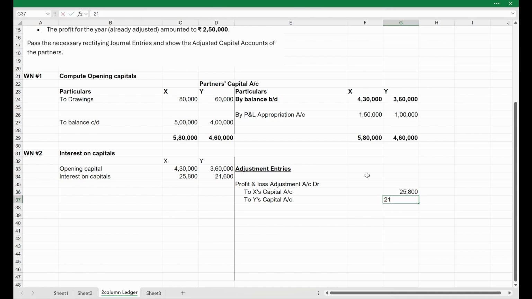25,800, 21,600. Therefore, the total debit of P&L adjustment is 47,400. So let this be one side. So first adjustment entry we have completed.